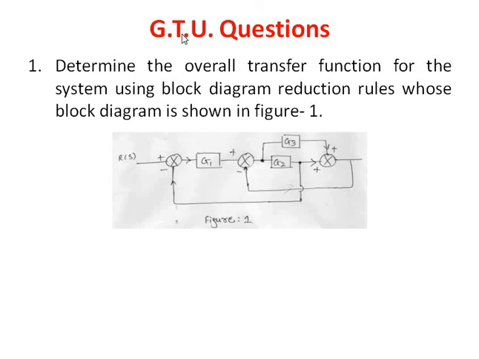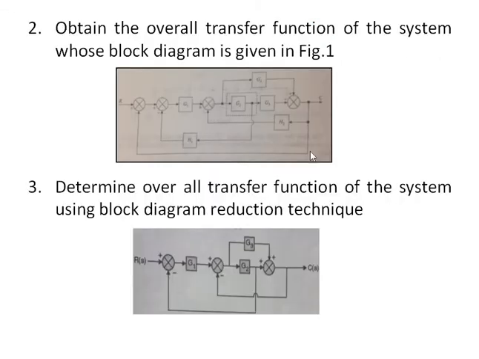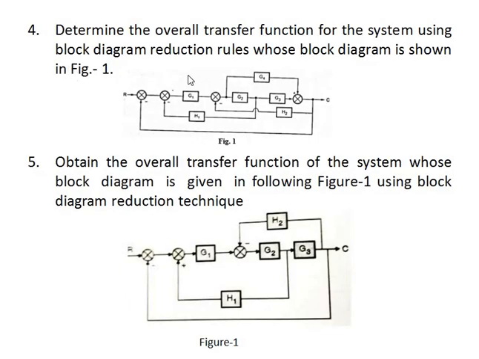Now the G2 questions. First one: determine the overall transfer function for the system using block diagram reduction rules. The block diagram is shown in this figure. Use the block diagram reduction technique to solve the problem. Second one: use block diagram reduction techniques to solve the problem. Third is also the same, fourth and fifth.